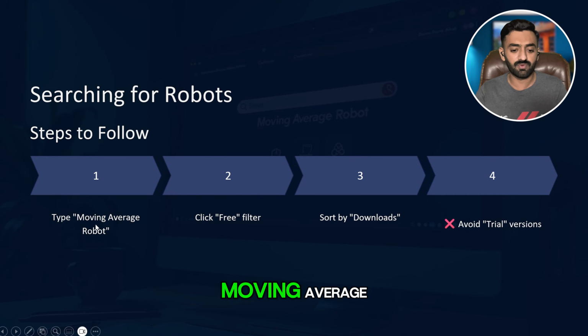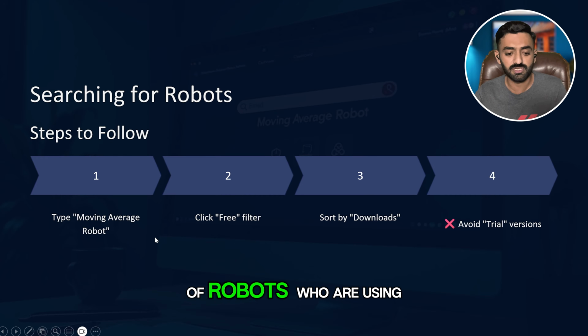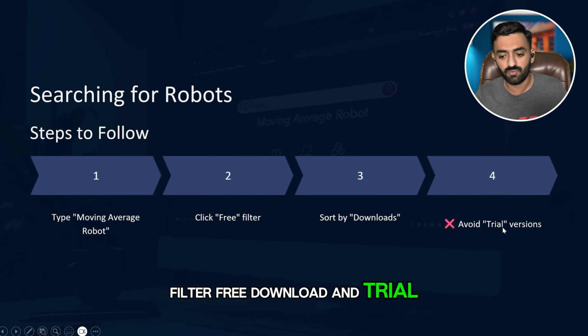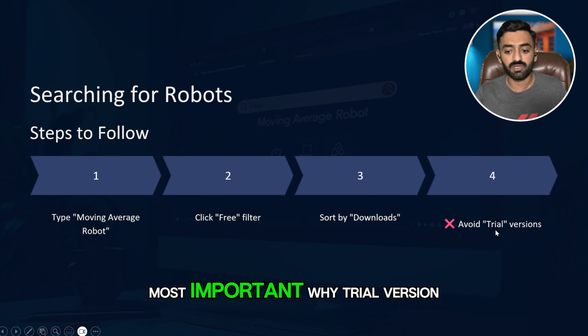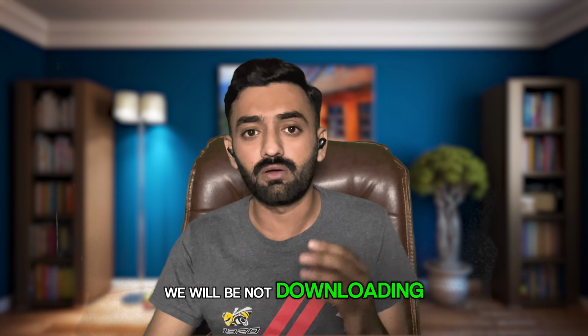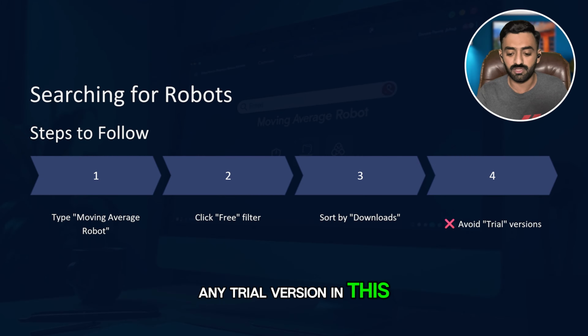I will simply write the moving average. There will be a lot of reports that use the moving average. Then I will apply the filter: free, download, and trial. Okay, so here the most important thing is why trial version. We will not be downloading any trial version in this journey.